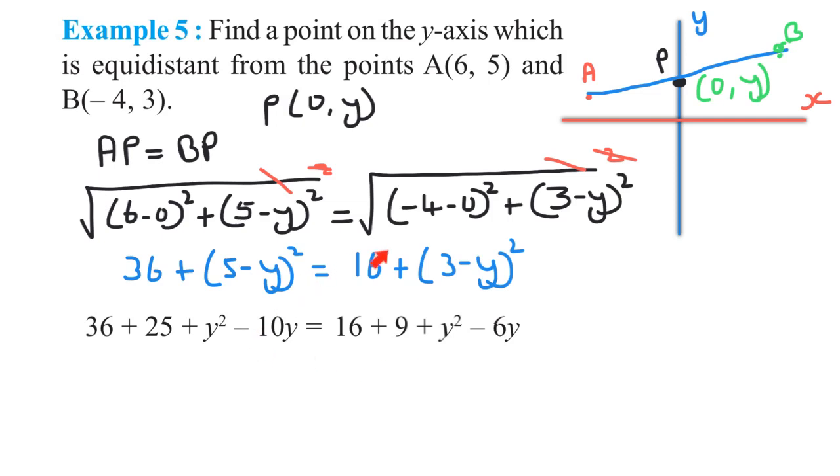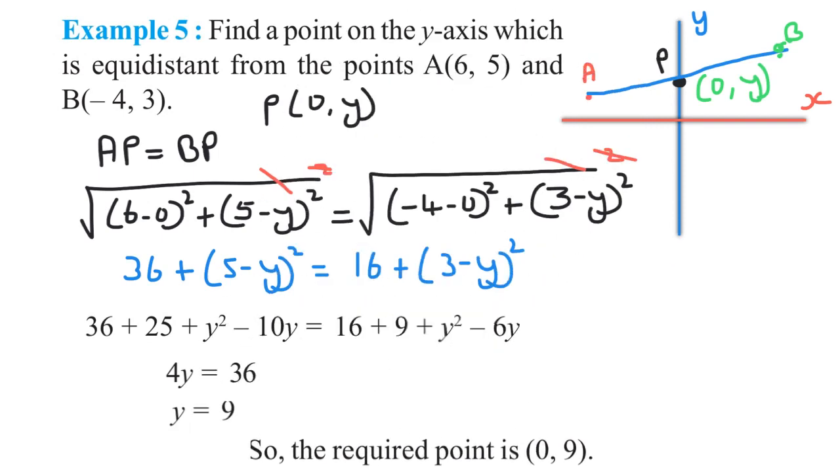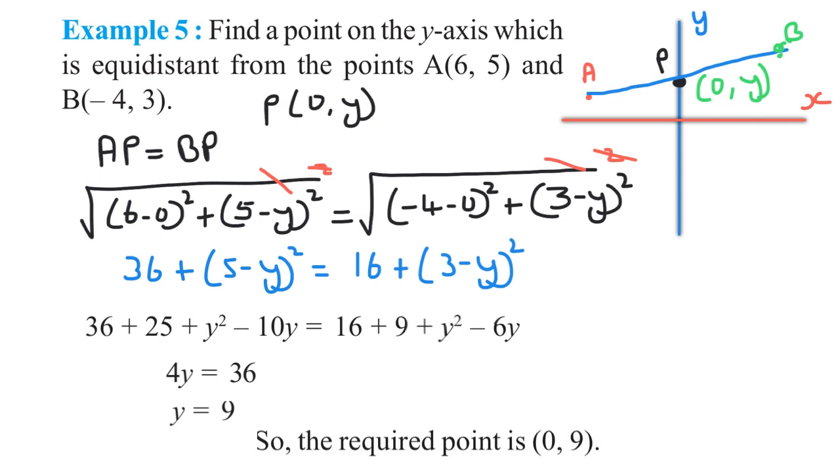Bring all the y's on one side of the equal sign. Bring all the constant terms on the other side of the equal sign. And then add the like terms. So what do you get? You get 4y is equal to 36. Therefore, y is going to be equal to 9. So the required point should be (0, y). We found y. So the required point is (0, 9), which will be equidistant from A and B.